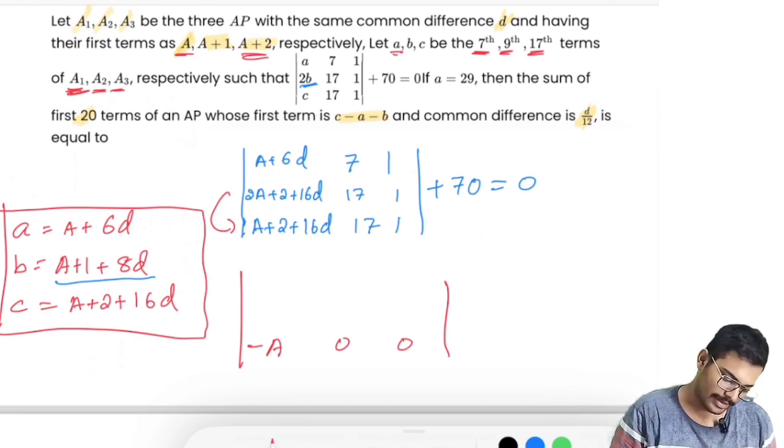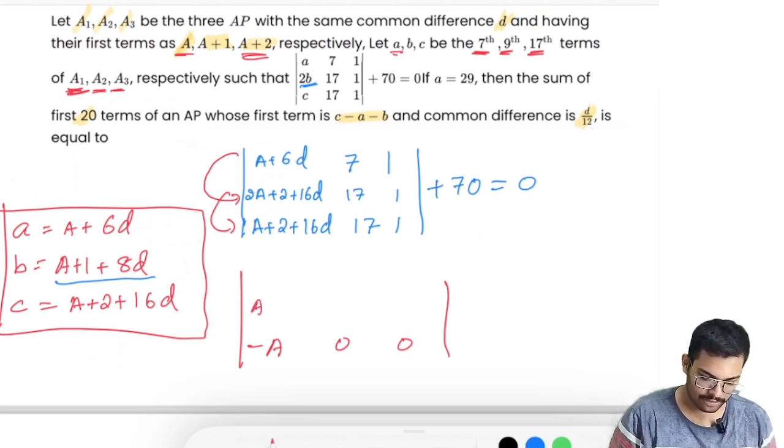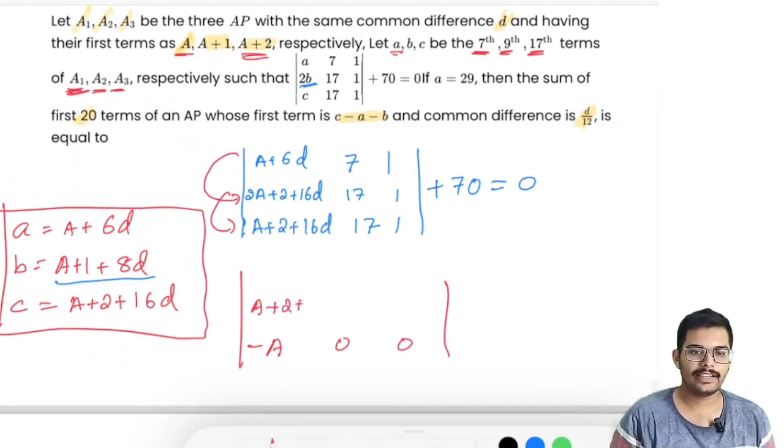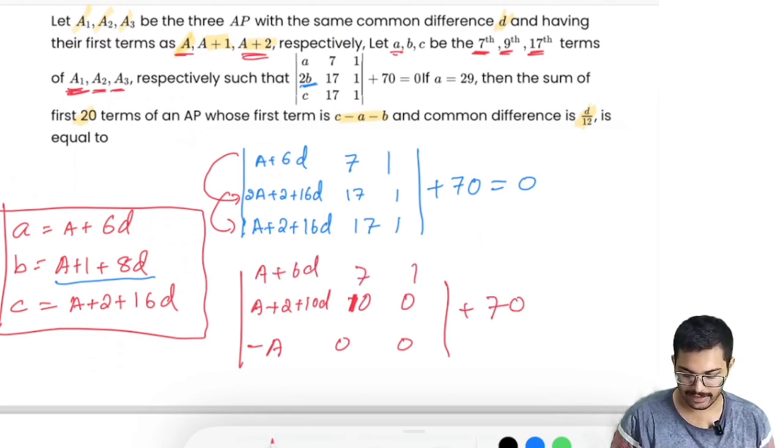Now, I am subtracting the first row from the second row. If I subtract, what will be the value? 2A minus A is A, 2 has no value to subtract. 16D minus 6D will be 10 times D, then 17 minus 7 is 10, then 1 minus 1 is 0. Similarly, the remaining row is A plus 6D, 7, 1 plus 7D equal to 0.